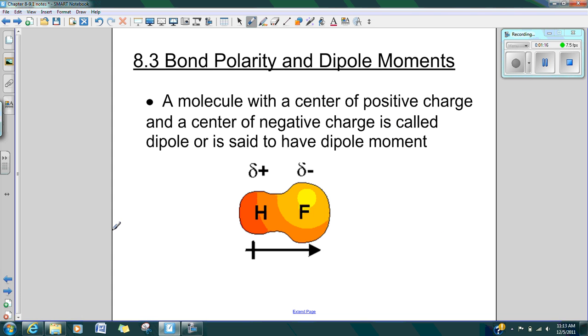So this leads us to bond polarity, and we're talking about a dipole moment. A molecule with a center of positive charge and a center of negative charge is called a dipole, or said to have a dipole moment. We will talk about dipole moments a lot in here. So you can see that I have hydrofluoric acid here. Fluorine we know is highly electronegative.